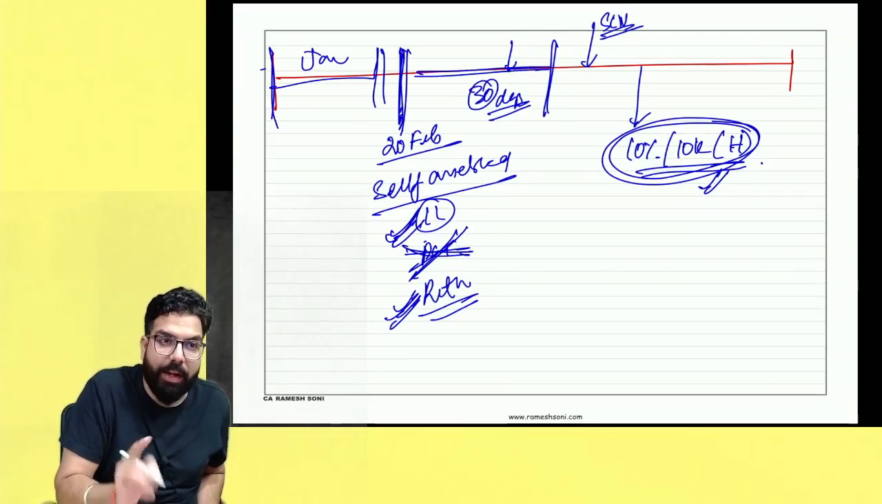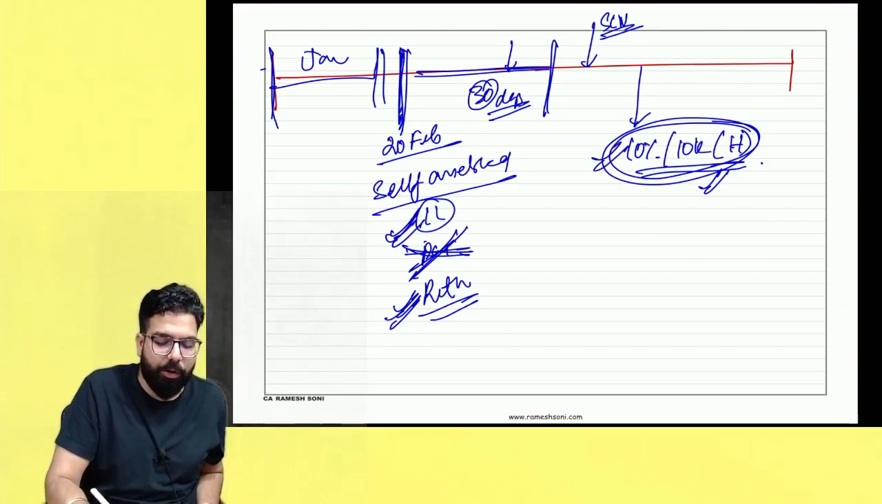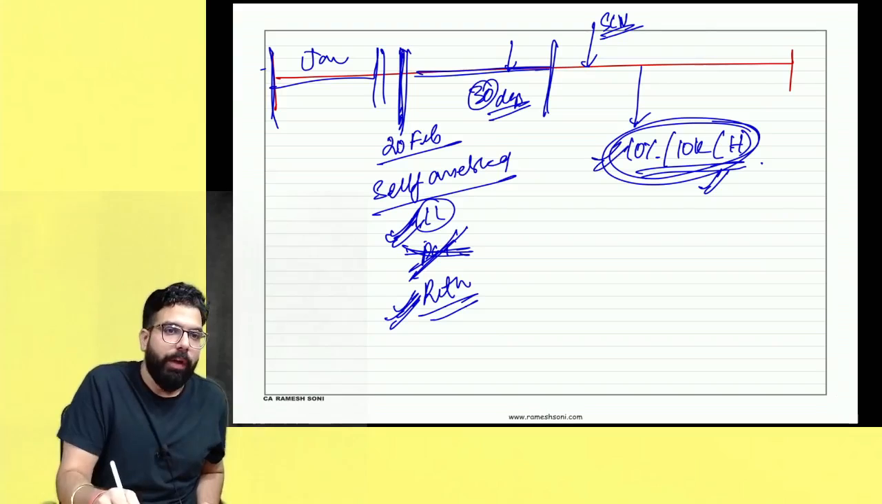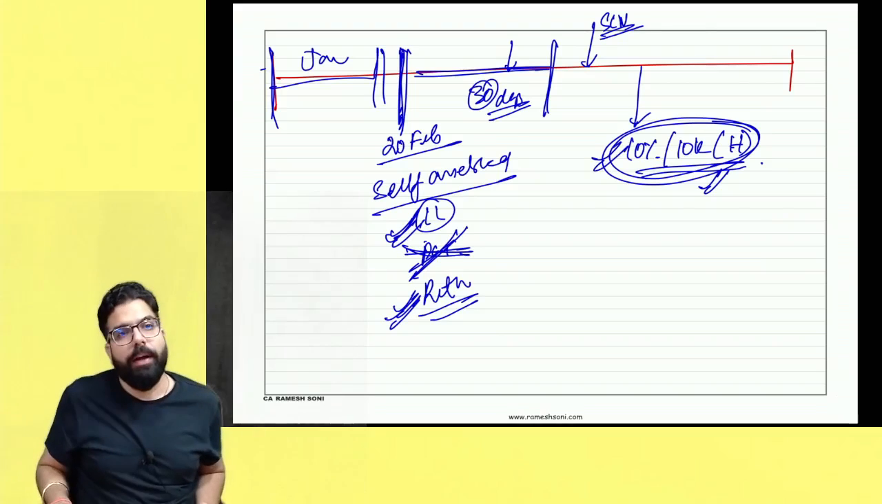There is a 30 days time limit. If you make the payment within 30 days, then there is no penalty. But if you don't make the payment within 30 days, then there will be a penalty, which will be 10% or 10,000, whichever is higher. But for this also, the officer has to go ahead and issue a show cause notice and then accordingly a demand order.